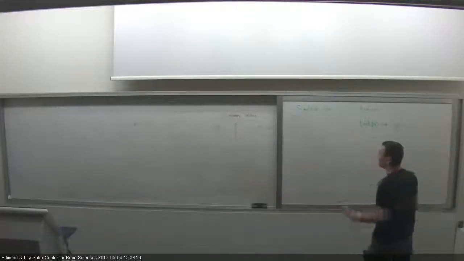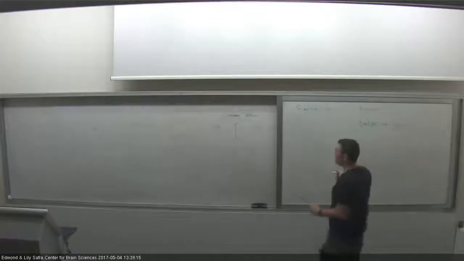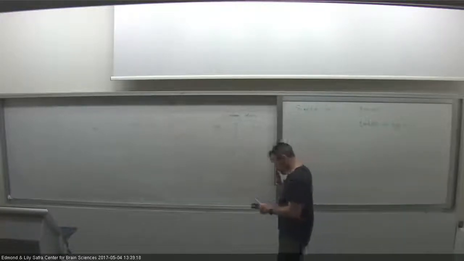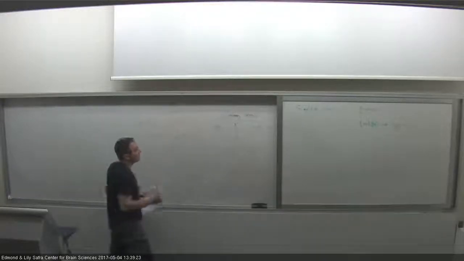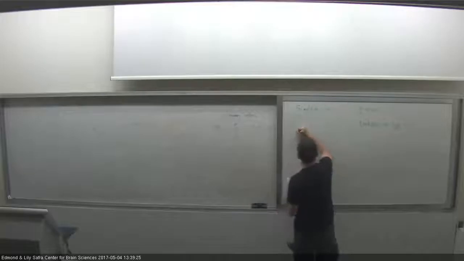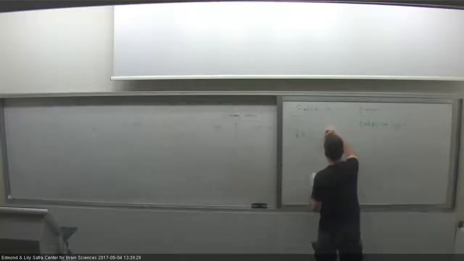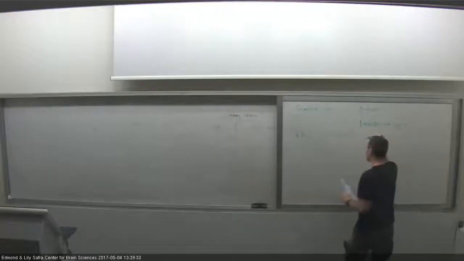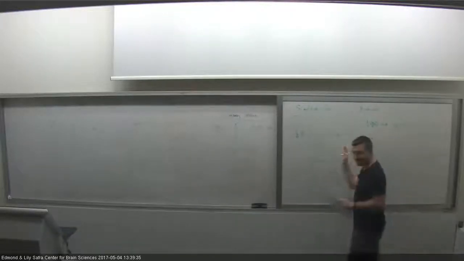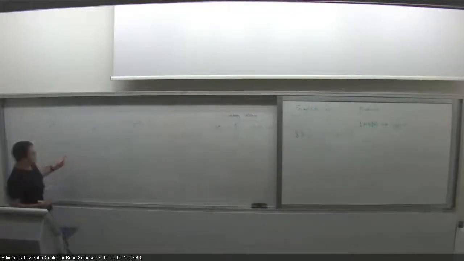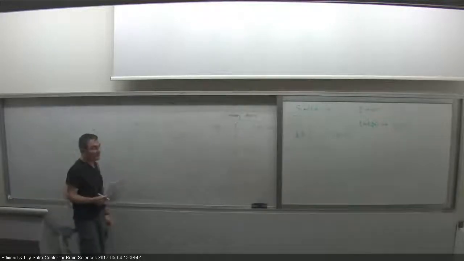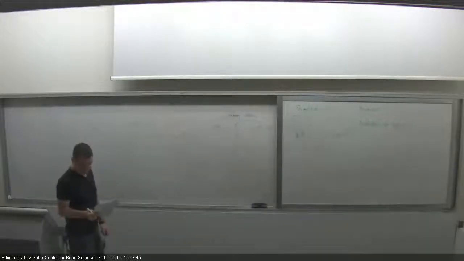So what would be a fixed point of this equation? Well, a fixed point would be S_i equal to sine of h_i. These are the fixed points of this set of equations. So now we need to find these fixed points.